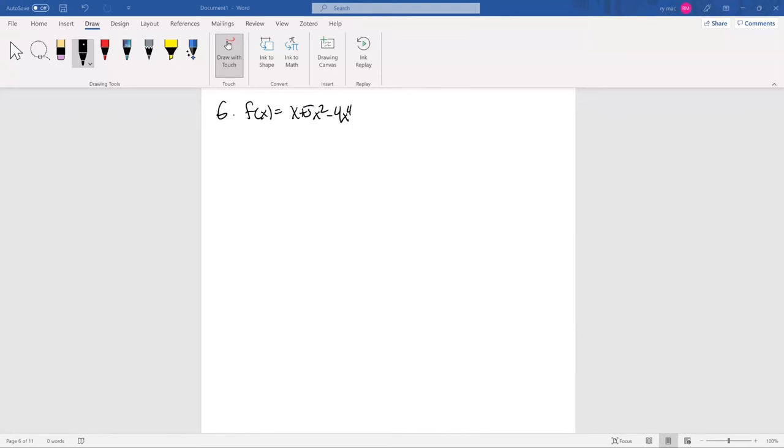For number 6, it's pretty similar to number 4. It's pretty short, just kind of having you remember some of those definitions that you learned. So it's saying, using the leading coefficient test, determine the end behavior of the polynomial function. And our function is f of x is equal to x plus 5x squared minus 4x to the 4th. Kind of wrote it poorly, my bad.